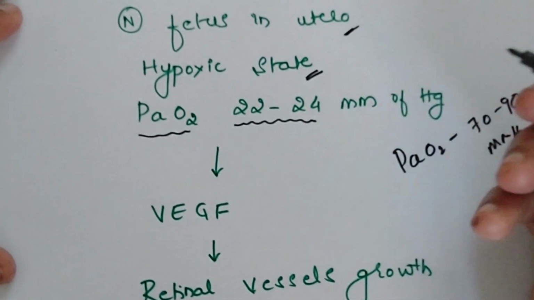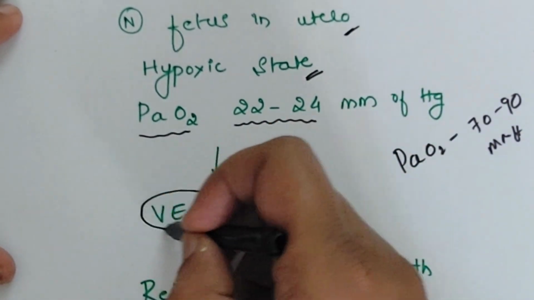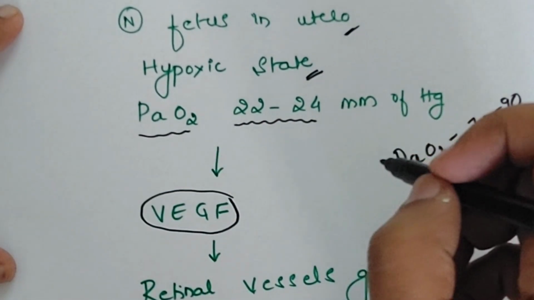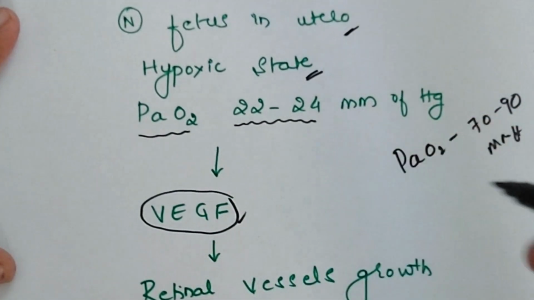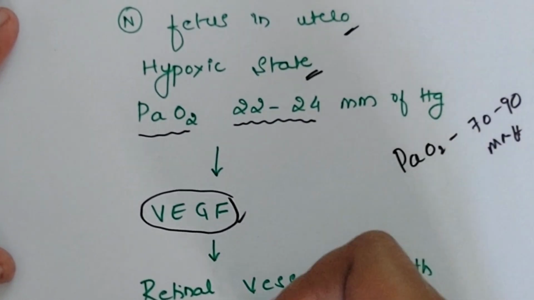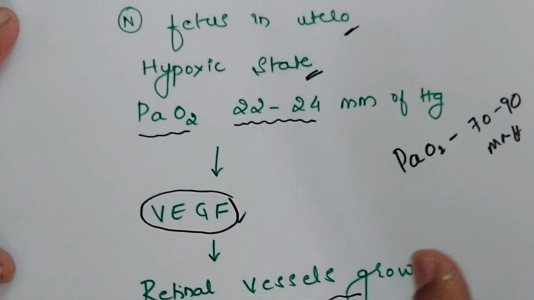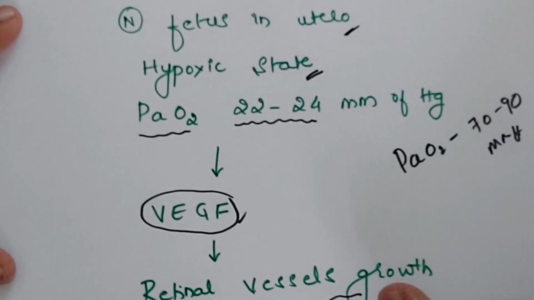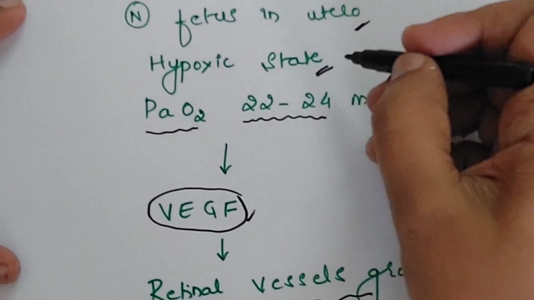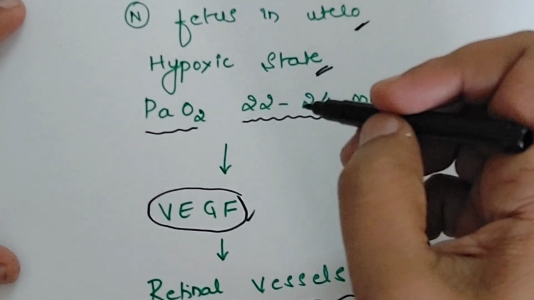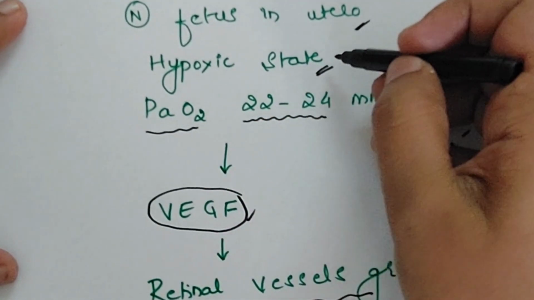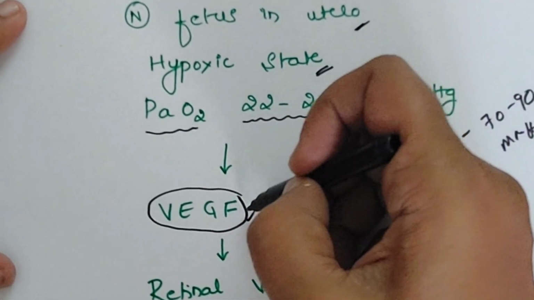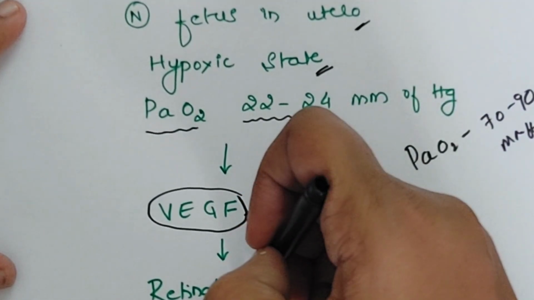So this is the precursor for production of the vascular endothelial growth factors. Whenever there is increased release of VEGF, the retinal vasculogenesis occurs, and the retinal vessels will grow. So this is the normal physiological process which occurs in utero. The baby is in a little hypoxic state, so it will produce VEGF, which will lead to vasculogenesis.